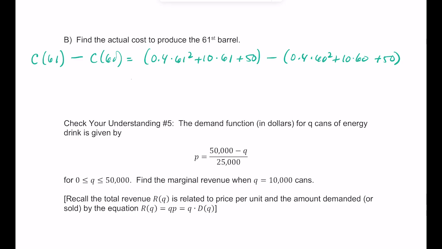And this first piece here gives you 2,148.4. And then the second piece gives you 2,090. And we get 58.4, which is really $58.40, right? So notice that the marginal cost, which we got earlier, which was $58, is close to the actual cost, right? So the actual cost here is going to be $58.40.